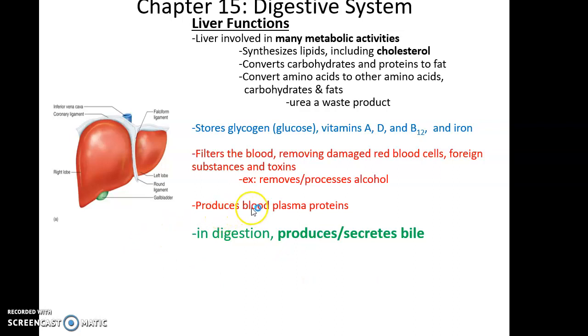The liver also produces blood plasma proteins. So, the liver produces the proteins found in blood plasma. Not all of them, but many of them. And finally, of course, the liver has a role in digestion. It produces and secretes bile. So again, that's its role in the digestive system specifically.